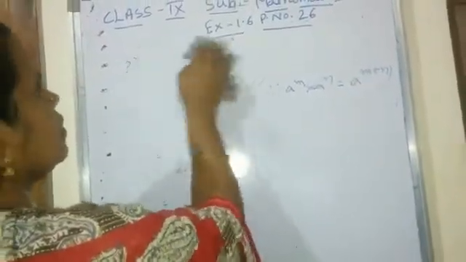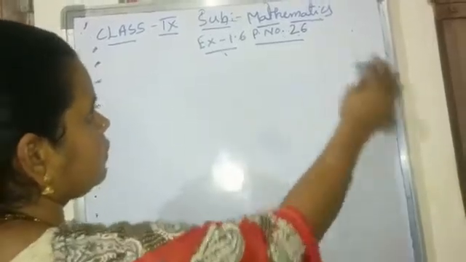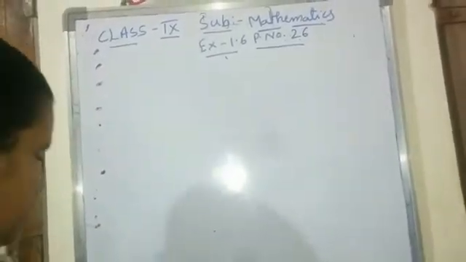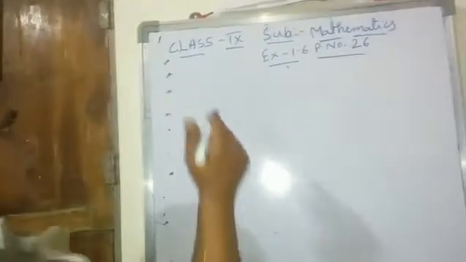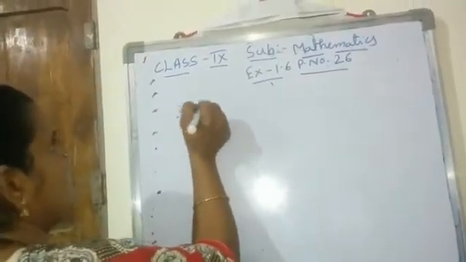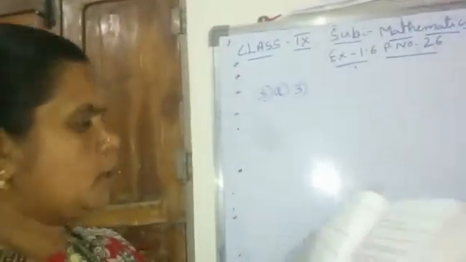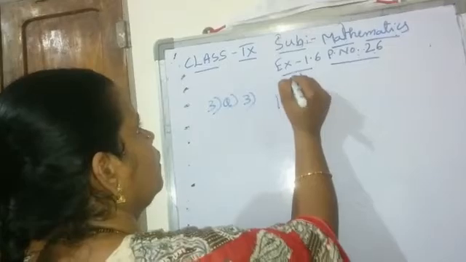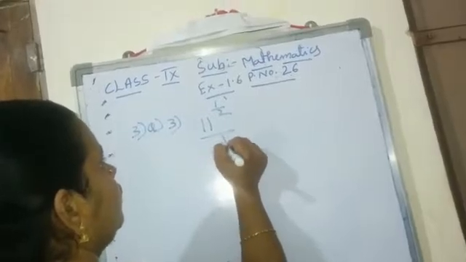Now third question, copy down. So third question, third bit. What is the third bit? 11 to the power of 1 by 2 by 11 to the power of 1 by 4.